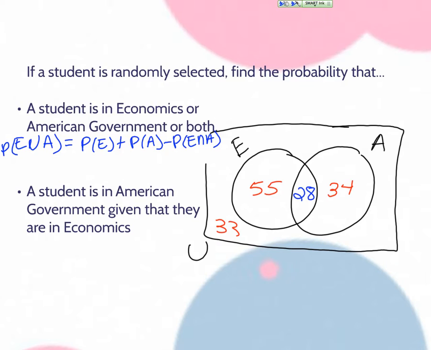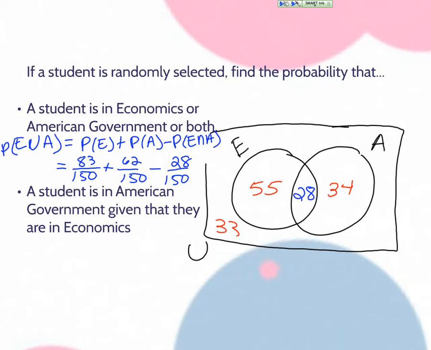So that's the first formula that we had. So the econ would be, let's see, going back to the example, it was 83. The American government was 62. Notice I'm over 150 because that's the total. And then the overlap is 28.